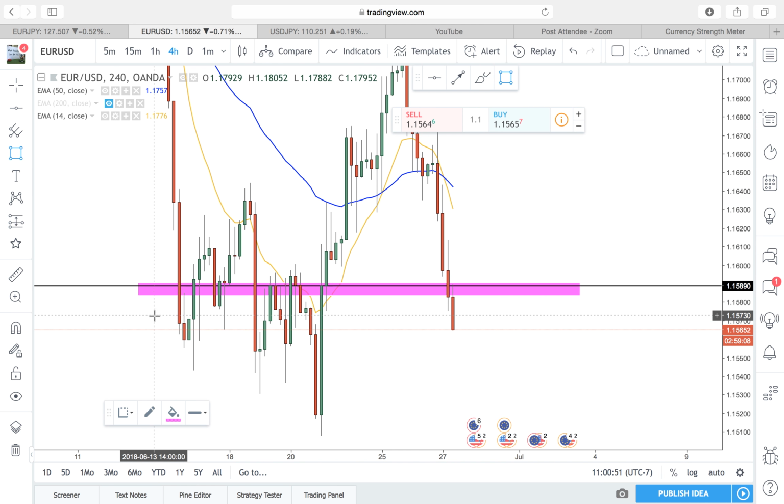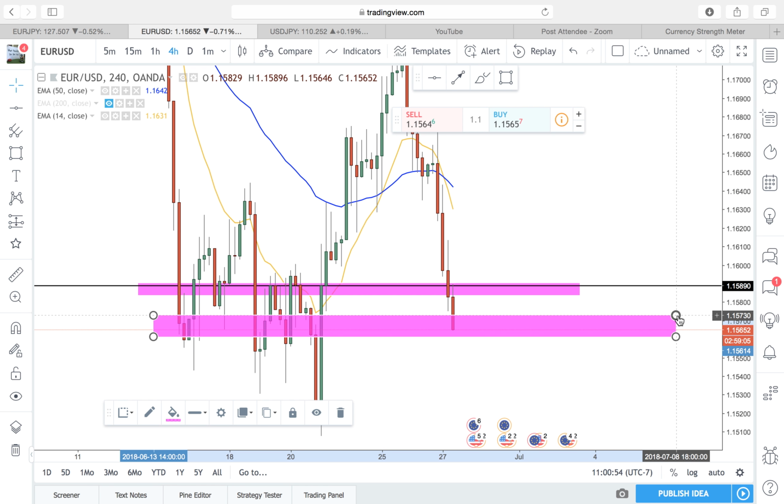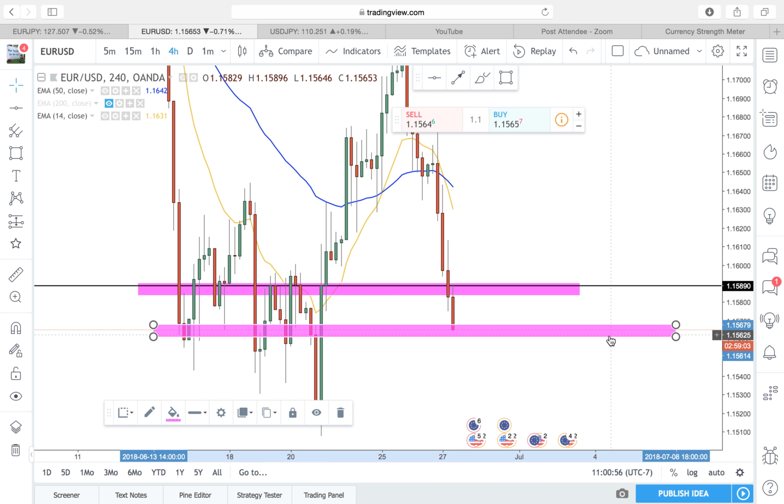The next thing we do is we draw up where the next zones are. And actually our next zone was not even here.